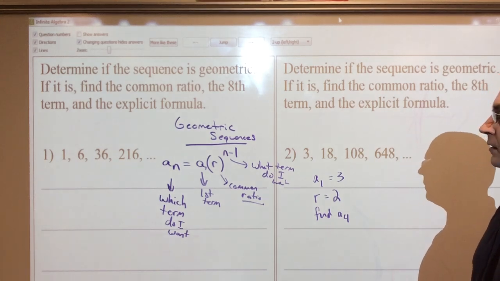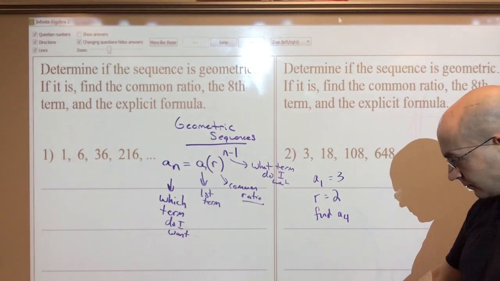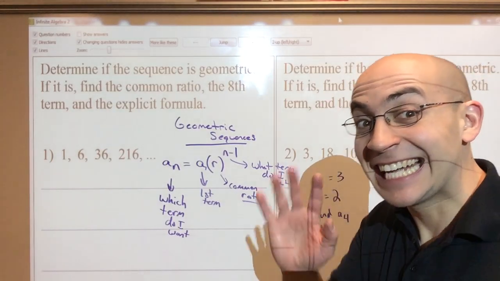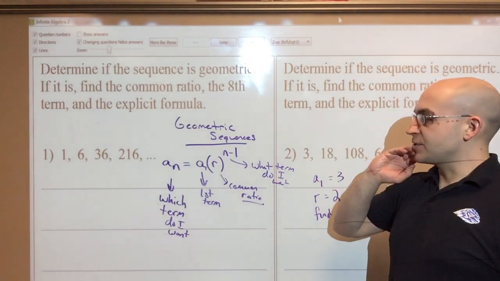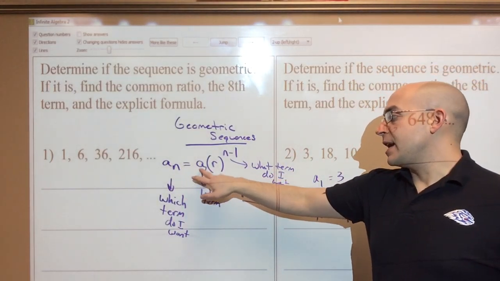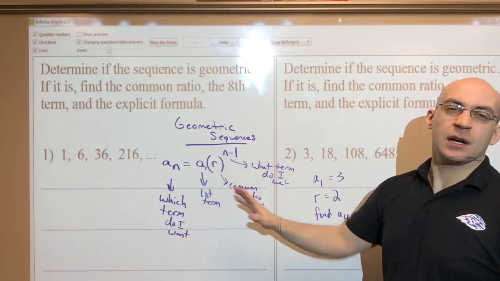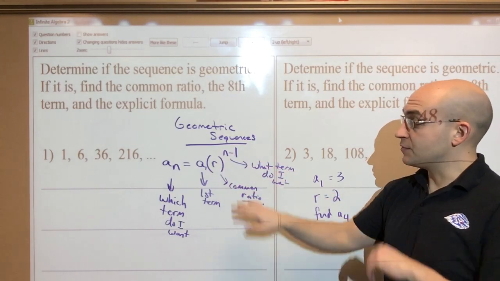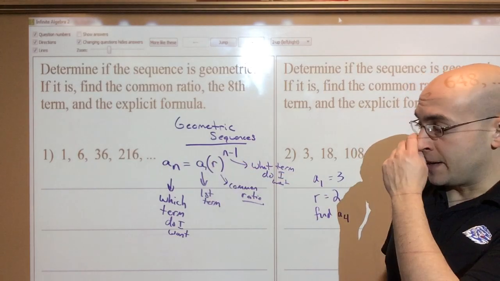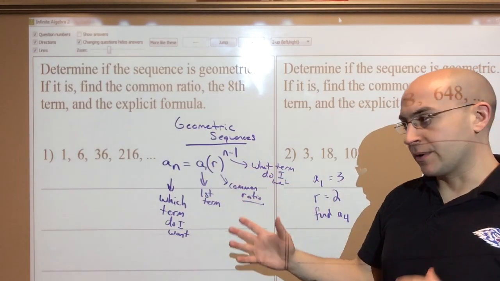Okay. Geometric sequences. So, the formula for geometric sequences is a sub n equals a sub 1 times the quantity of r to the n minus 1 power. I know there's a lot going on here, but we're going to do this in class too. Please remember this formula. This formula is key. Let's break down each individual part of this.